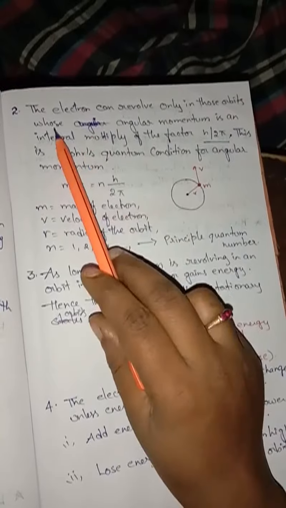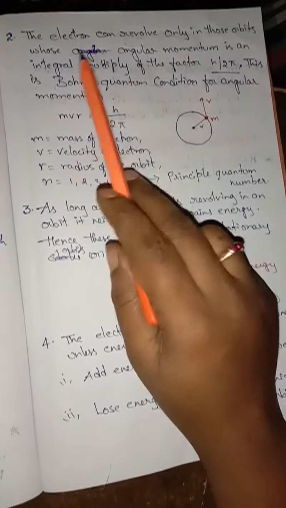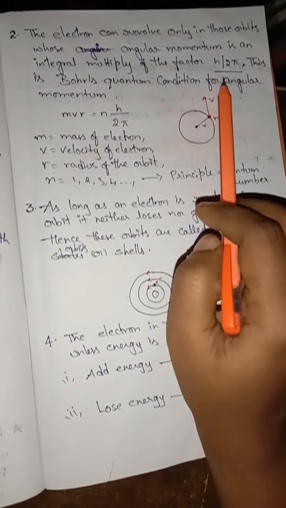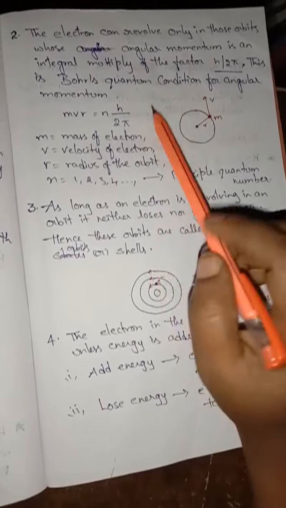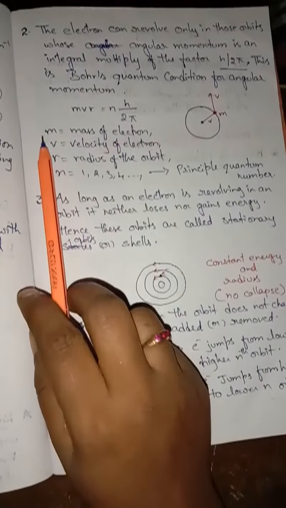And next, angular momentum. The electron can revolve only in those orbits whose angular momentum is an integral multiple of the factor h by 2 pi. So according to this, we get the formula mvr equal to n h by 2 pi. What mvr means, I have already given.